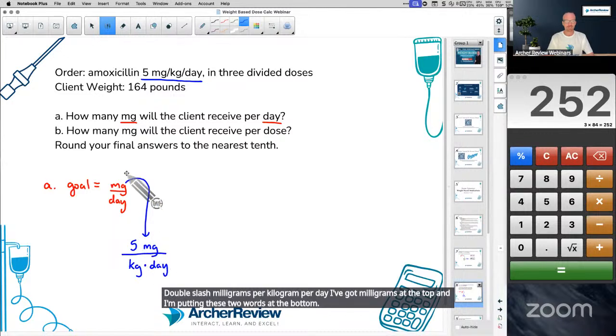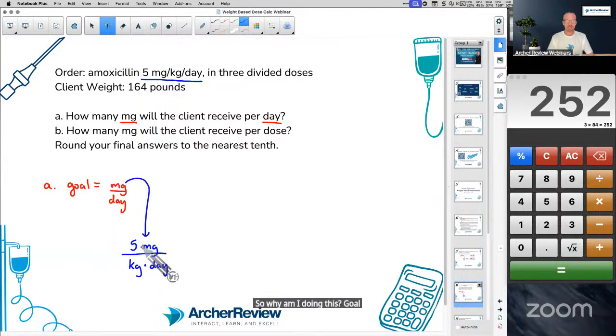So why am I doing this? Goal was milligrams per day. Notice we do have milligrams. And hey, it just so happens that we have the word day right here as well, but we still need to get rid of kilogram here.